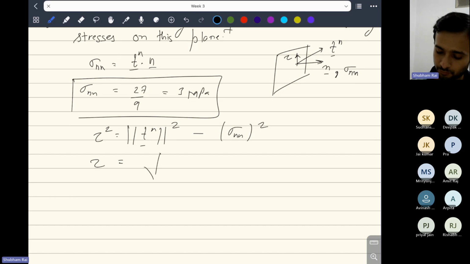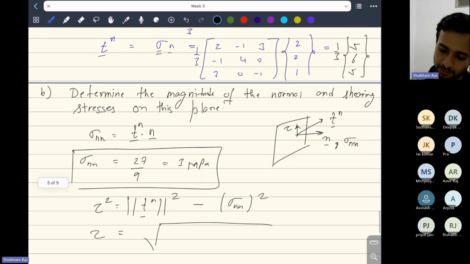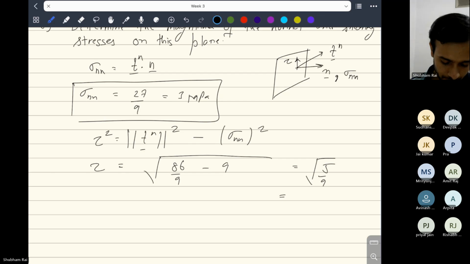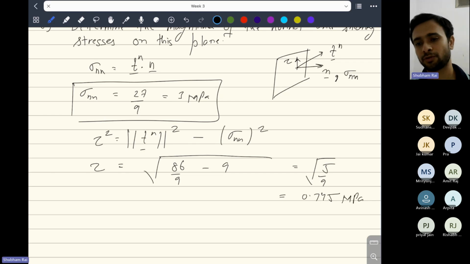Shear stress will be the square root of the magnitude of this traction vector squared minus sigma nn squared. The magnitude will be given by 1 by 9 times 25 plus 36 plus 25. 25 and 25 will be 50 plus 36 will be 86. So 86 by 9, minus 9. So what will you get? You'll get 5 by 9, square root of 5 by 9, which if you calculate, comes out to be 0.745. You can just do it. So it will be root 5 by 3, which will come out to be 0.745. Okay.